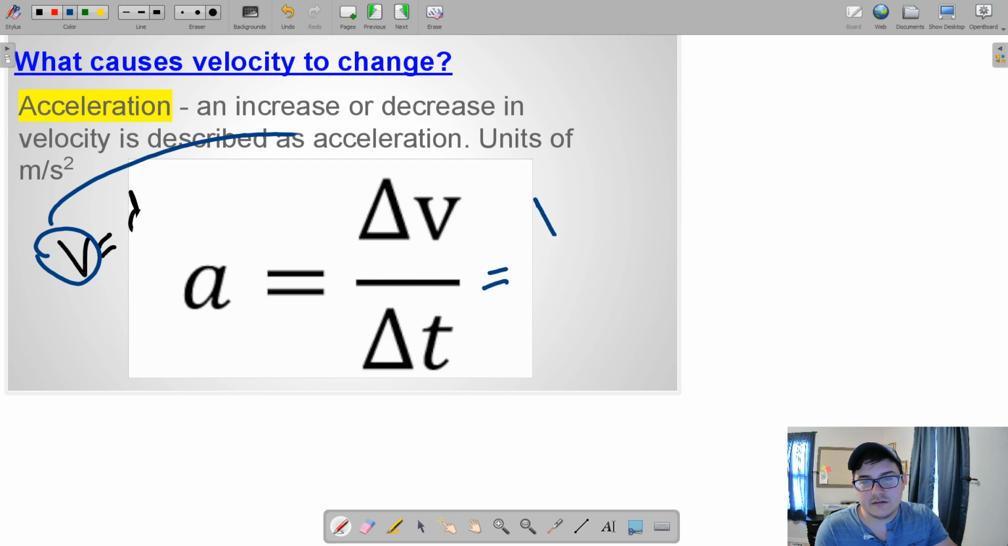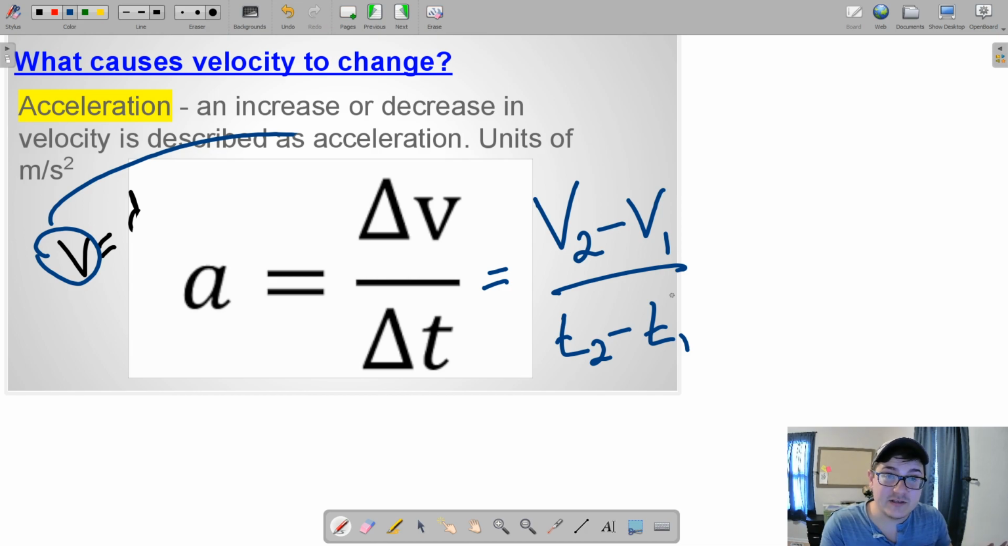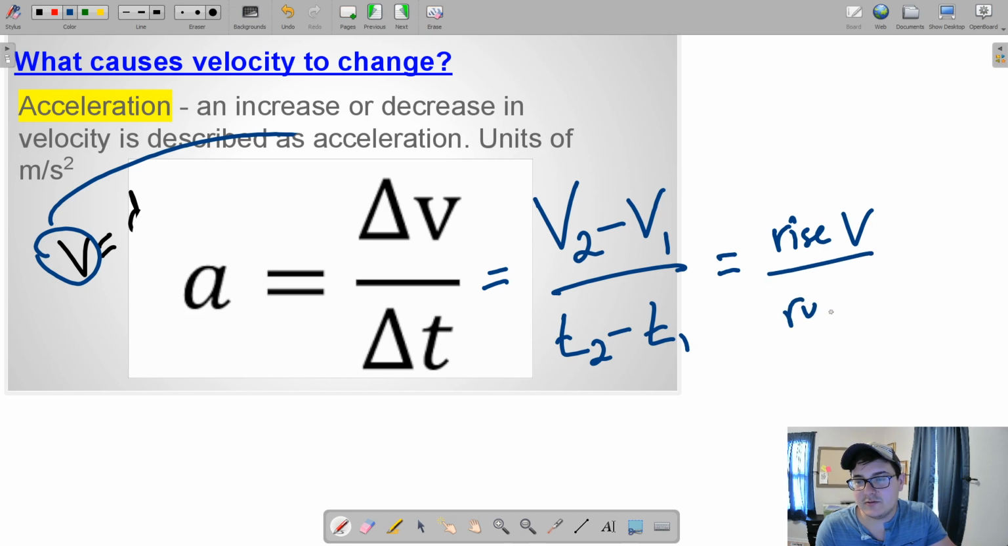So what's another way we can look at this? We could do V2 minus V1 all over T2 minus T1. This is beginning to look a little bit like the slope formulas we did earlier. And we're actually going to use this a little bit later, in that acceleration can be determined by the slope of a graph. So, or you can say the rise of velocity over the run of time. All of these work. You can use the one you're most comfortable with, but all of these essentially say the same thing.